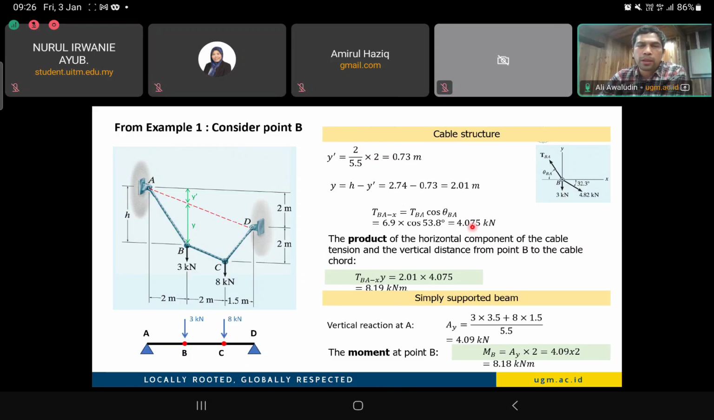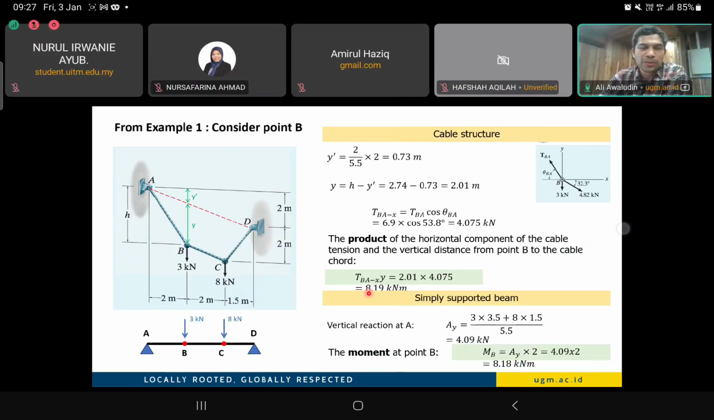So when we multiply this horizontal component by the distance, we come up with 8.19 kilonewton meter, which is the bending moment, not in the cable system. It's just the product of the projected horizontal force of the cable at point B multiplied by the distance to the chord. Then we come to this simply supported system. The same 8 kilonewton was applied at B and C. So we have the vertical reaction at A equal to 4.09 kilonewton. Then the moment at point B equals the vertical reaction multiplied by 2, because of the distance, so it's about 8.18 kilonewton meter. Look here, the moment is about the same.